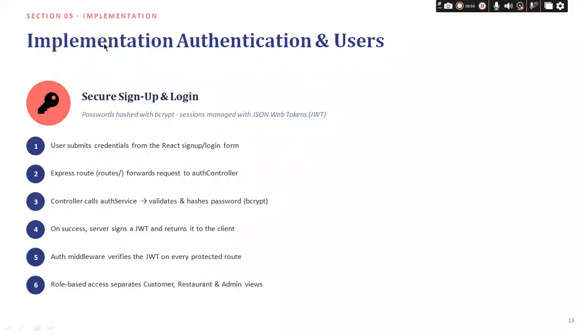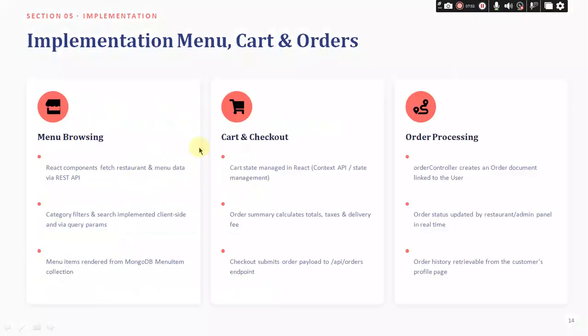In implementation, first we implement authentication and the user sign up process, in which we use the JWT token for sign up, and for passwords we use bcrypt. Bcrypt hashes the password entered by the user and stores it in the database in hashed form. Then we have JWT, how it works and how it is implemented. So what is the menu?